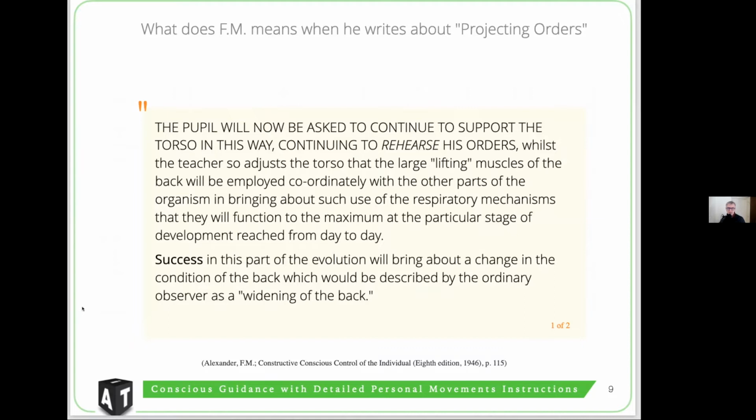And this reality is not just a simple pushing down on the chair. The large lifting muscle of the back, that's what Alexander is explaining. He says that the teacher so adjusts the torso that the large lifting muscle of the back will be employed coordinately with the other parts of the organism in bringing about such use of the respiratory mechanism that they will function to the maximum at the particular stage of development reached from day to day.